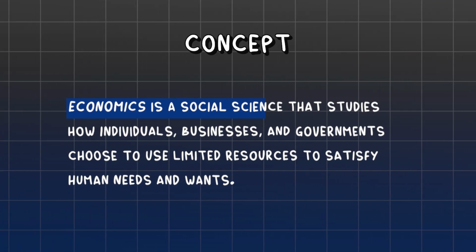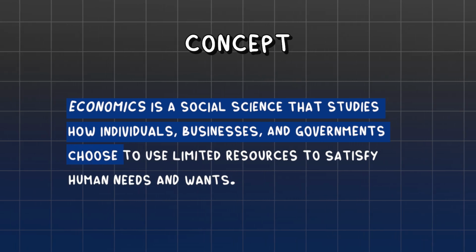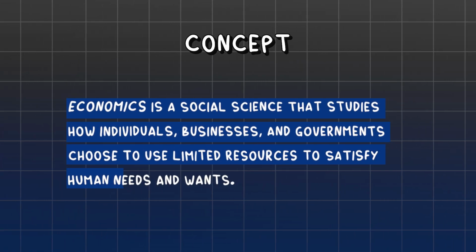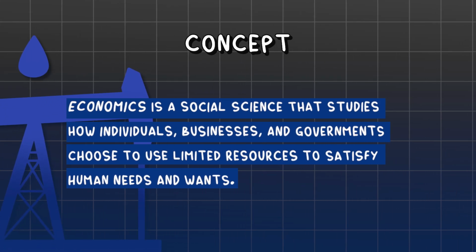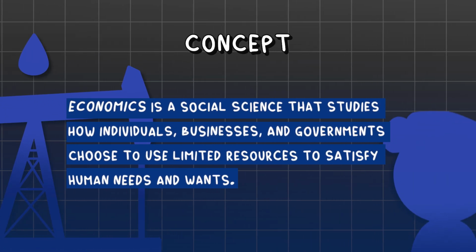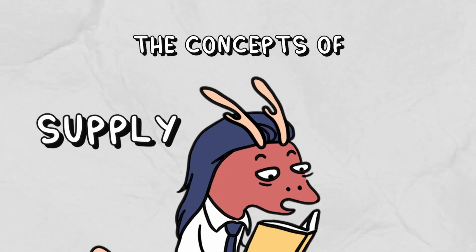Economics is a social science that studies how individuals, businesses, and governments choose to use limited resources to satisfy human needs and wants. Scarcity here refers to the condition where resources or goods are limited, while human needs and desires are infinite. In economics, we must understand the concepts of supply and demand.